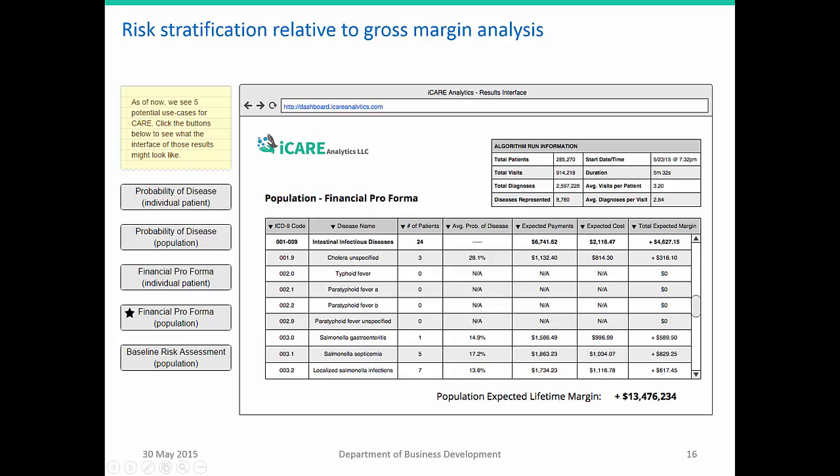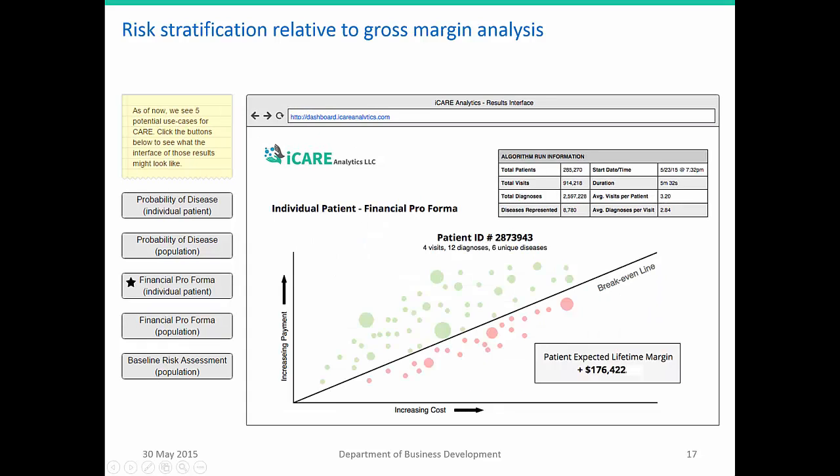A population-level financial pro forma could be constructed by linking disease conditions to expected payments and/or expected costs from either published benchmarks or actual estimates generated from internal systems. Once this rendering is designed, then a patient-level view could be constructed based on their positive or negative contribution to gross margins based on a break-even hurdle.